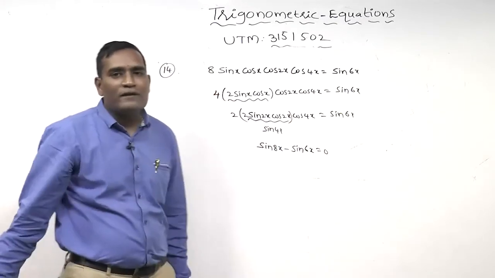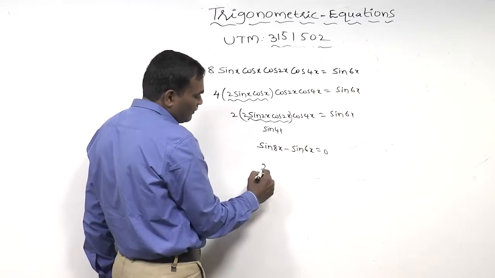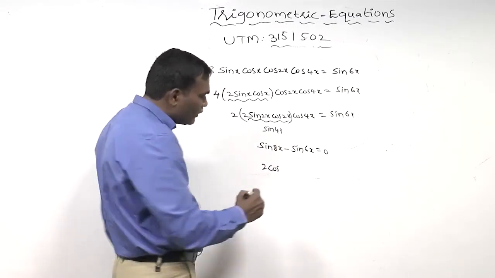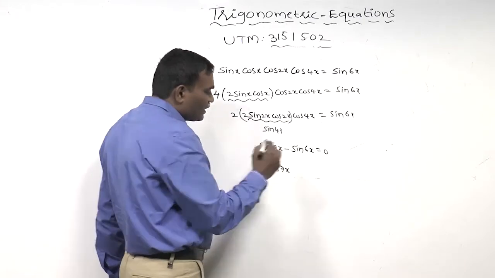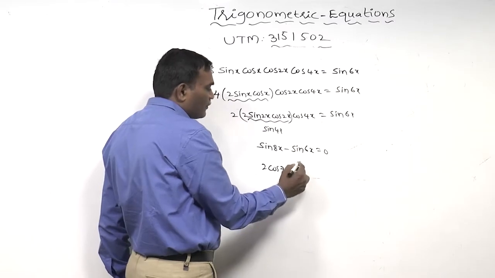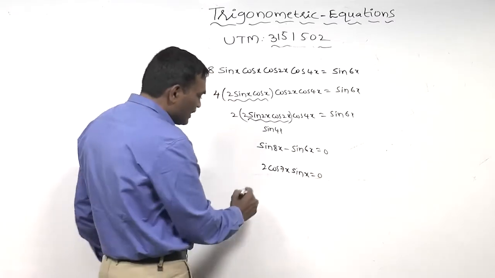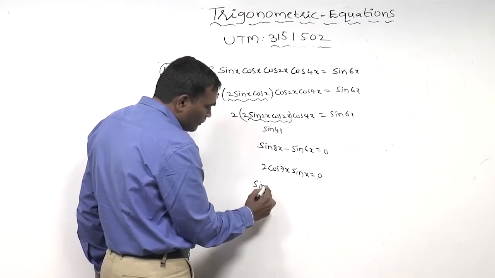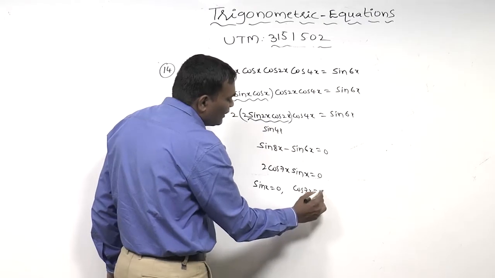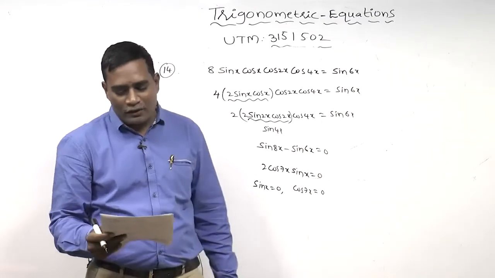It is in the form of sin C minus sin D. So sin C minus sin D means what? 2 cos (C plus D) by 2 sin (C minus D) by 2. 8x plus 6x, that is 14x by 2, is 7x. So, what is the answer? Sin x is equal to 0 and cos 7x is equal to 0. Both possibilities are there. If sin x is equal to 0, x is equal to n pi.